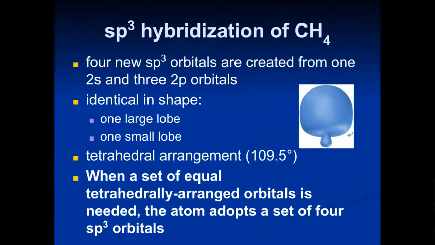Okay, so they look kind of like this. It's a weird sort of looking shape. It doesn't look like a p orbital anymore, and that's because we've mixed in some s orbital character. So if you need 4 tetrahedrally arranged orbitals, you have to hybridize as sp3 hybridization, 1 s and 3 p.